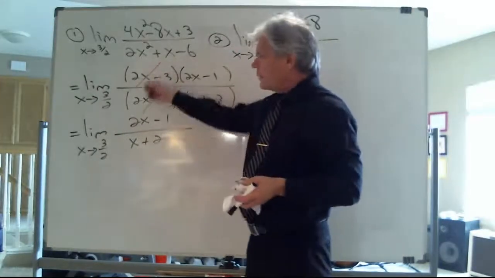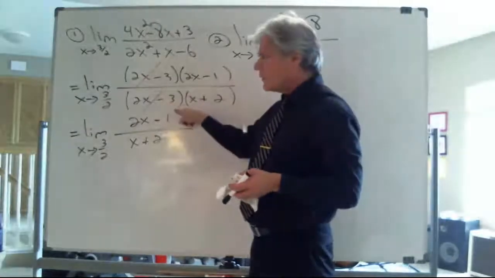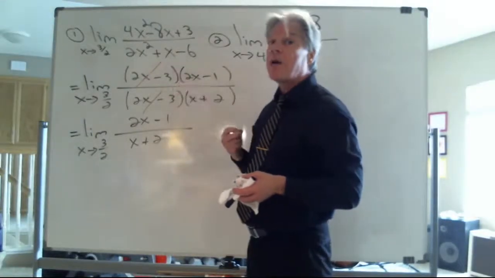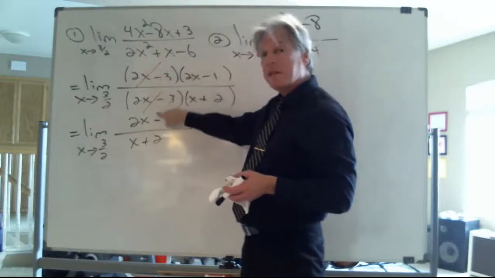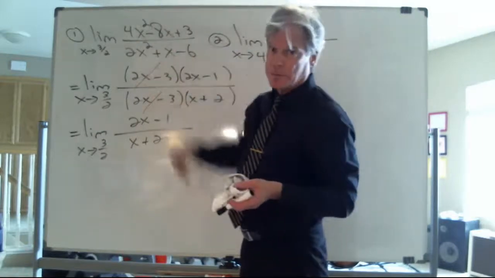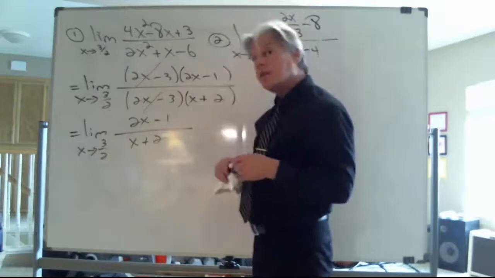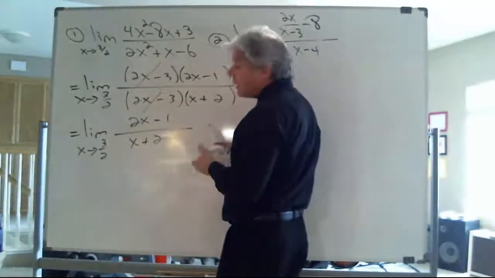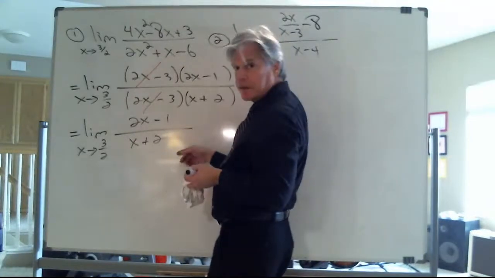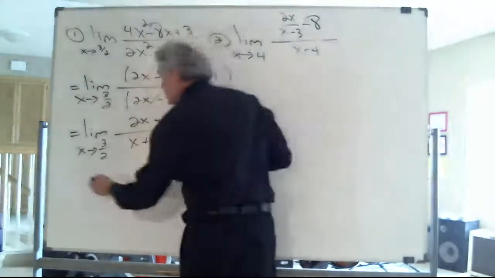Notice how when I canceled these two factors, upstairs and downstairs, what I really did was I eliminated the problem child for this limit, because it's this expression as well as this one that does evaluate to 0. And so having removed the problem child, now when I plug 3/2 in for x, I get something meaningful upstairs and downstairs, and the denominator is non-zero.